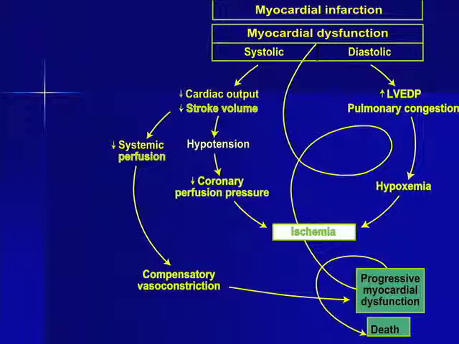The decreased stroke volume causes hypotension. Hypotension causes decreased coronary perfusion and continues to increase ischemia. Most of these folks have multi-vessel coronary disease, so they have ischemia both in the infarct and non-infarct zones. So ischemia begets ischemia, and the patient ultimately goes into circulatory collapse and passes away.